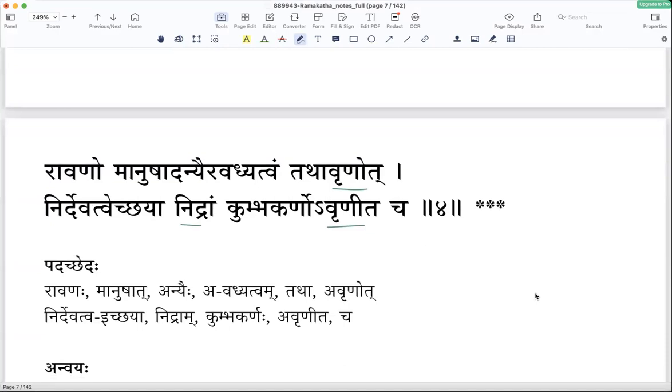What would be a good prefix for the opposite of manushat? Is there a prefix that makes it mean the opposite? Amanushat. Amanushaihi. The Hindi amanusha has a very different meaning, right? Superhuman. Amanushaihi avadhyatvam. Right? That's right. Just before manushat, amanushat is the right way to do the opposite. You can say, yes.